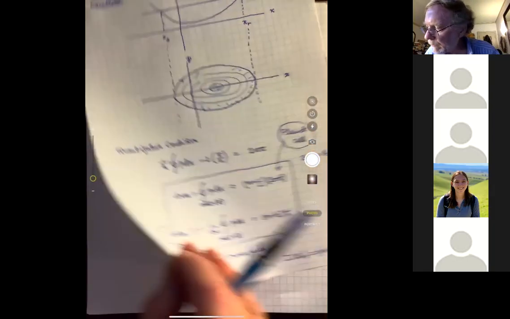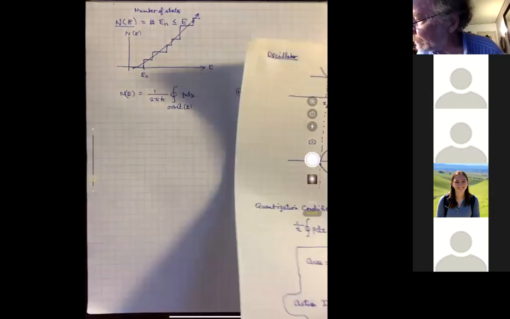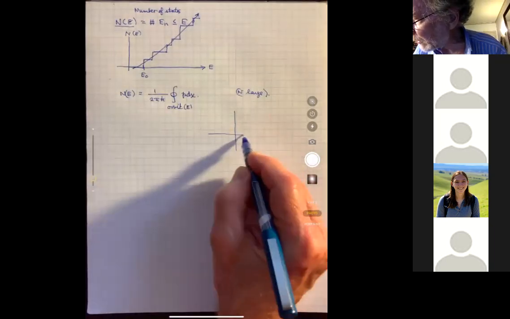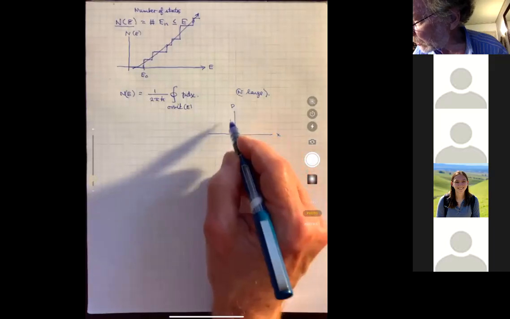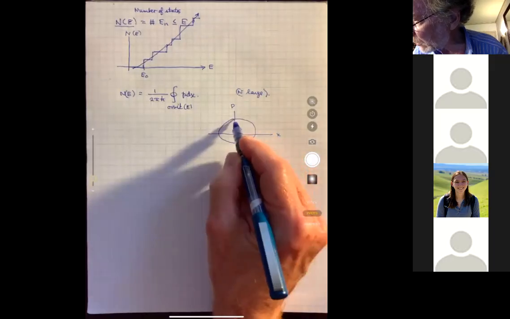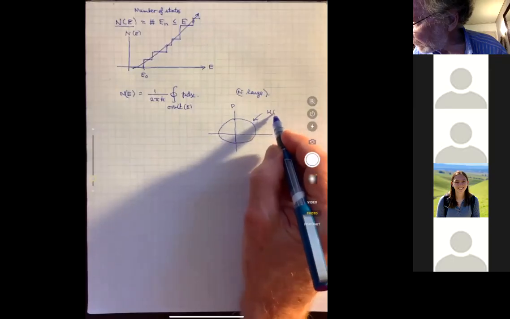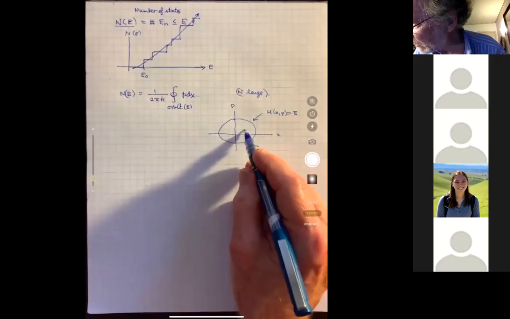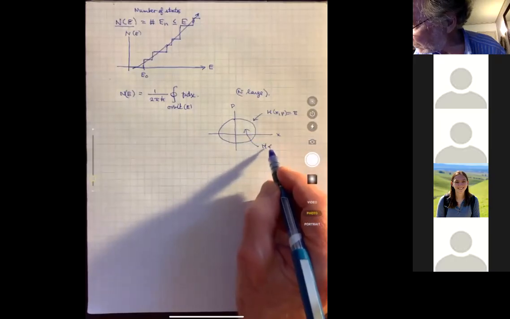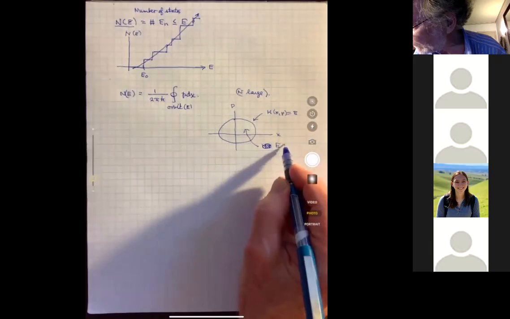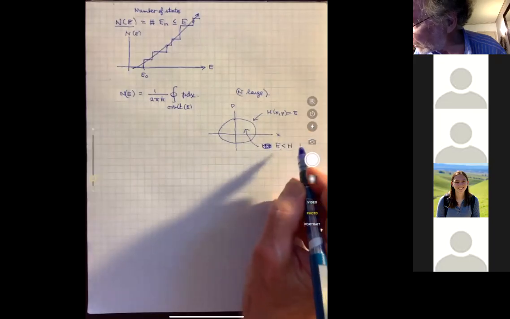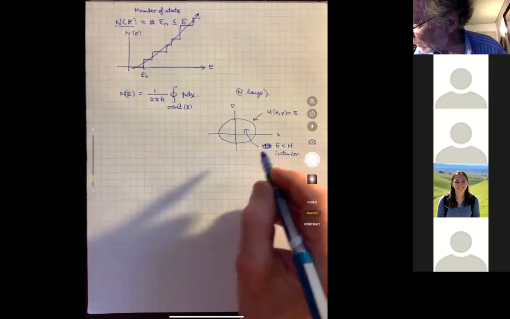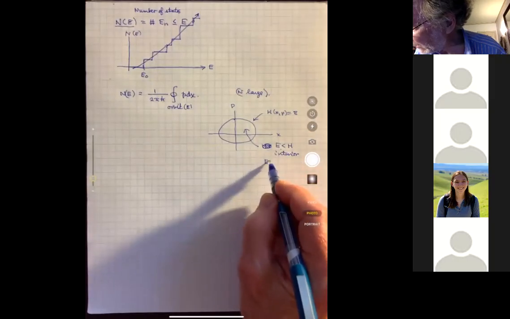Okay, now let's look at this integral here. If I sketch the phase space orbit again, x and p, something like this, the orbit itself is H of x and p equal to the energy E. On the other hand, the interior of the orbit is where H is less than E. And the exterior is where E is greater than H.